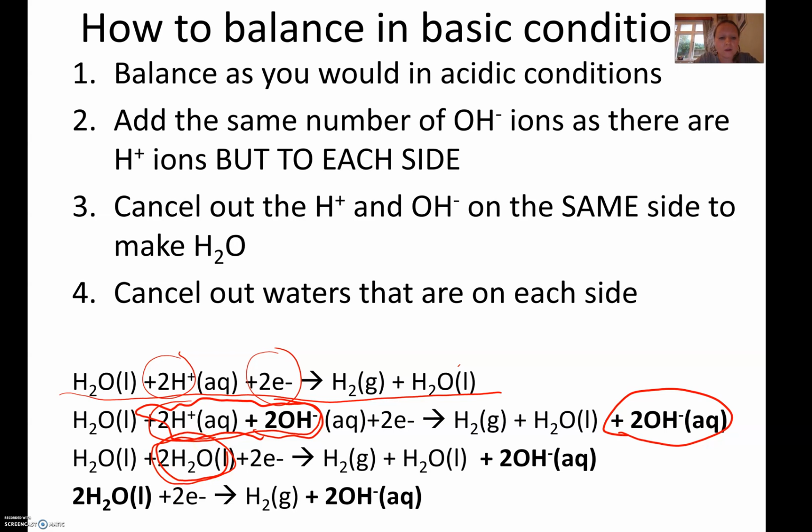Okay, the final step is just to cancel out if you've got extra waters on each side. So what you'll see here is you've got 1 water here and 3 waters on the left hand side. So we're just going to knock this one off and then change this to being 2. Okay, and therefore you have your water forming H2 in basic conditions.